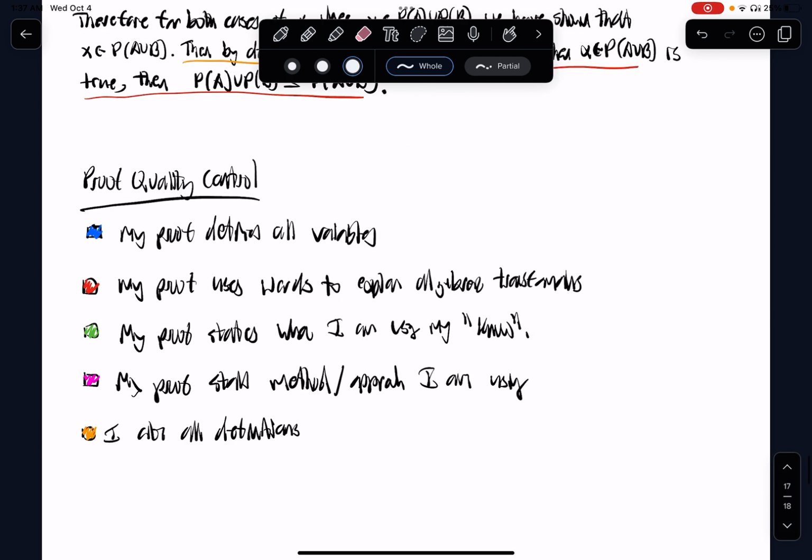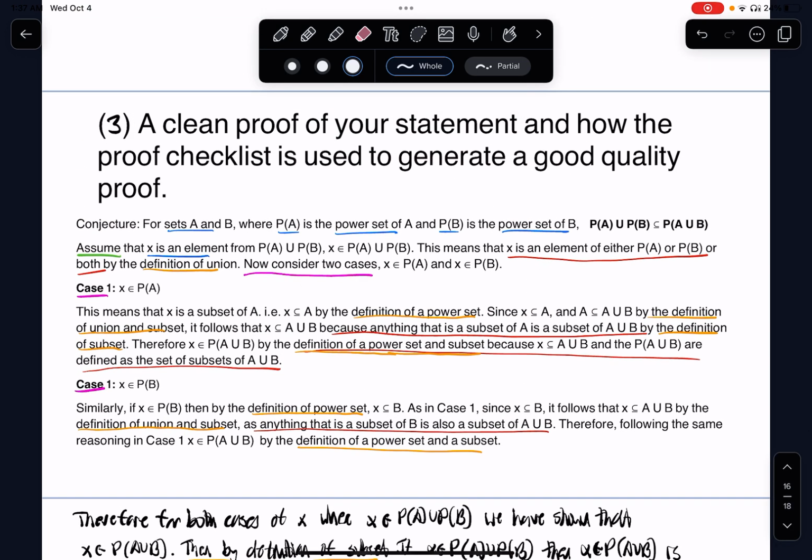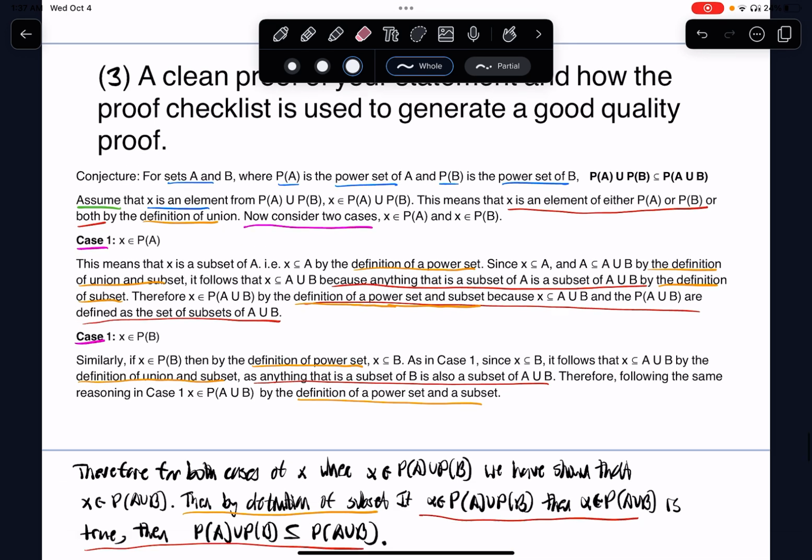And the next part is the pink part, which is that my proof states what method or approach I'm trying to use. In this case, I'm using cases as my method. Underlined in pink, I see this phrase, now I consider two cases, and then I give my two cases and list them out, which I numbered correctly.